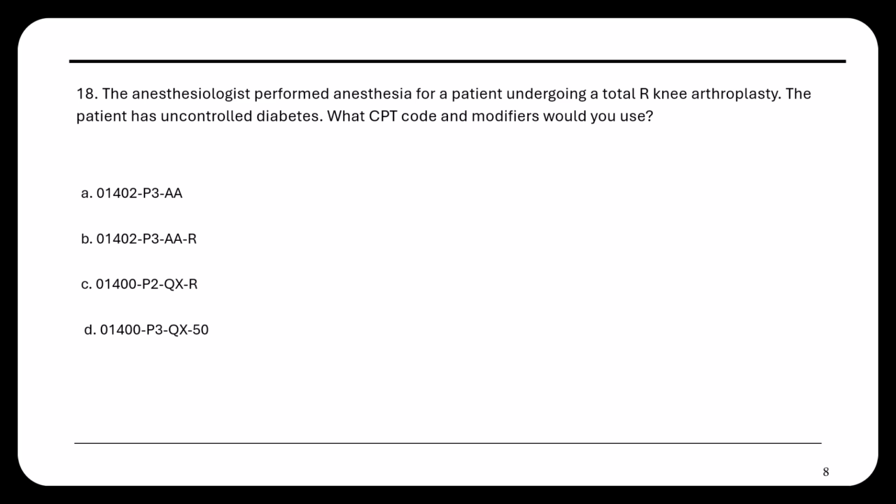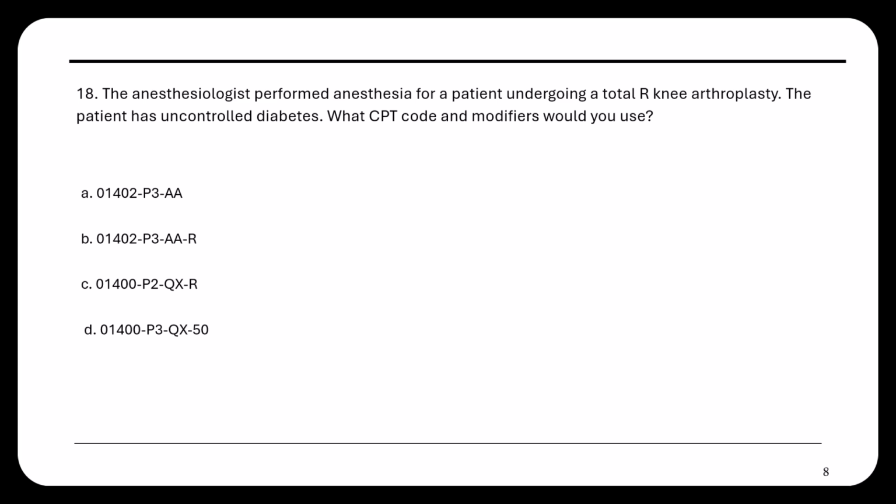Normally, the anesthesiologist will give you the physical modifier as far as if they have uncontrolled anything. The way I like to think about it, P1 is a normal person. P2 is somebody who might have a condition, but it's controlled. They can have diabetes, but it's controlled. P3 would be uncontrolled diabetes. And of course, 4, 5, and 6, I'm sure you get the idea.